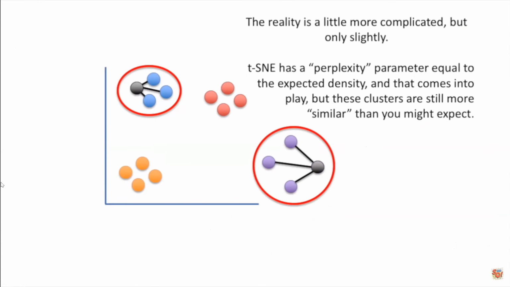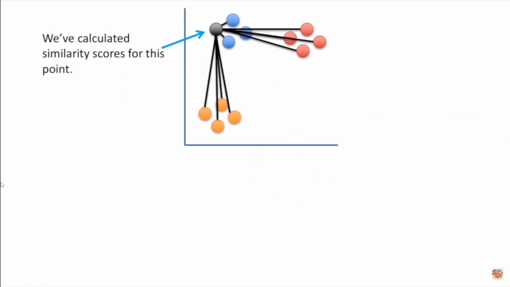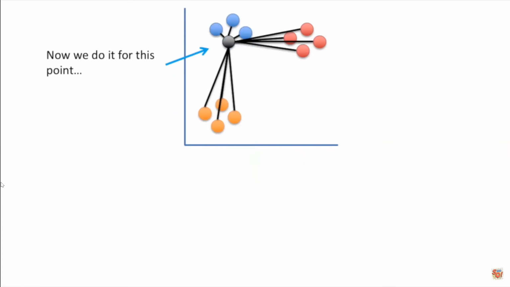t-SNE has a perplexity parameter equal to the expected density around each point, and that comes into play, but these clusters are still more similar than you might expect. Now back to the original scatter plot. We've calculated similarity scores for this point. Now we do it for this point. And we do it for all the points.